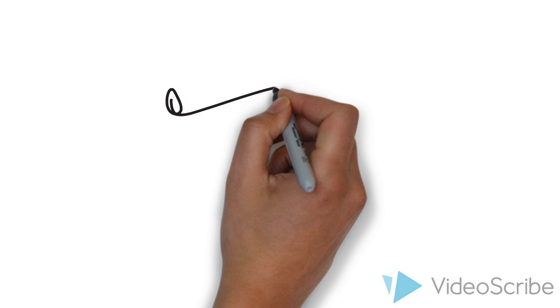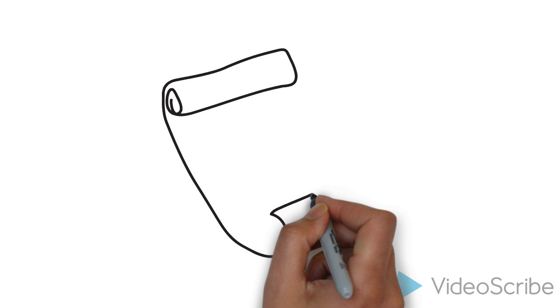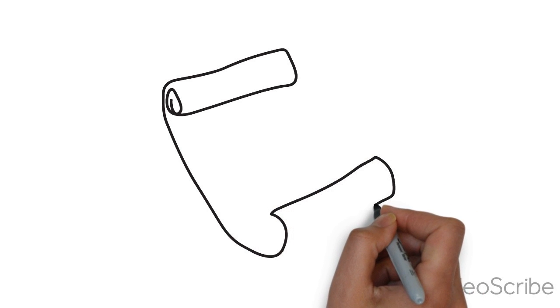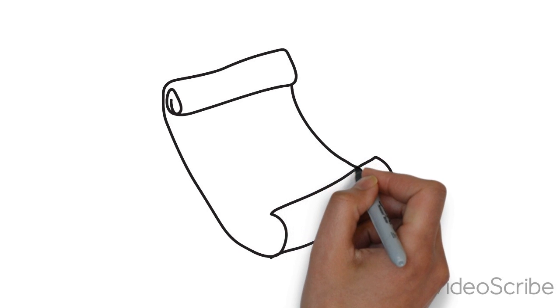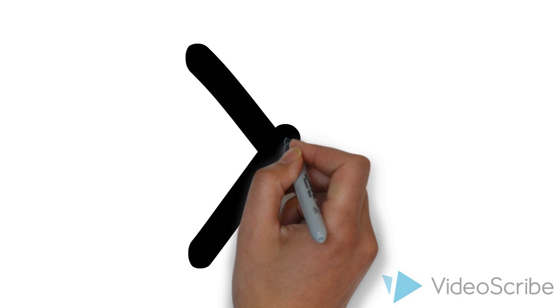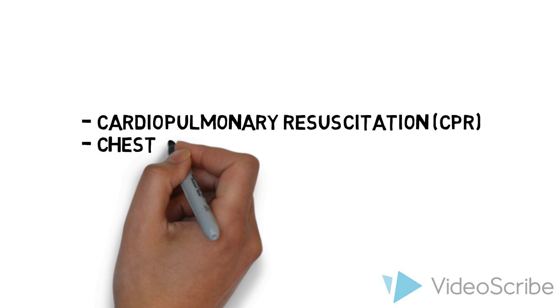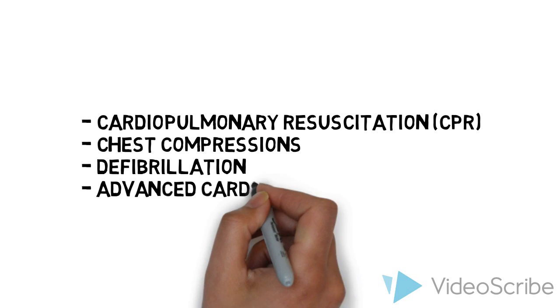A do not resuscitate or DNR order is a legal and medical order that documents a patient's wish to avoid any form of resuscitation intervention in the event that he or she was to experience a cardiac and/or respiratory arrest. These orders can be revoked by a patient at any time. Such interventions may include cardiopulmonary resuscitation, chest compressions, defibrillation, or advanced cardiovascular life support.